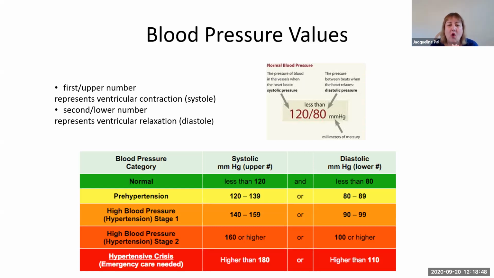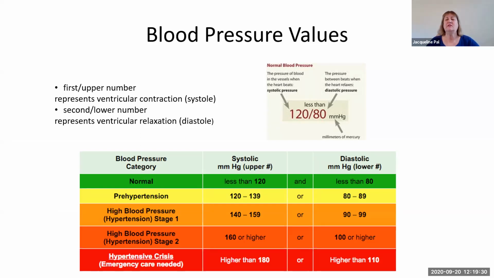So a 140 or higher systolic is by definition high blood pressure, or a 90 or higher diastolic is by definition high blood pressure. So those are the numbers you need to know for hypertension, 140 or higher or 90 or higher, which gives us this in-between range, 120 to 139 and 80 to 89. And this zone is known as pre-hypertension, which I'll talk about a little bit more in lecture.